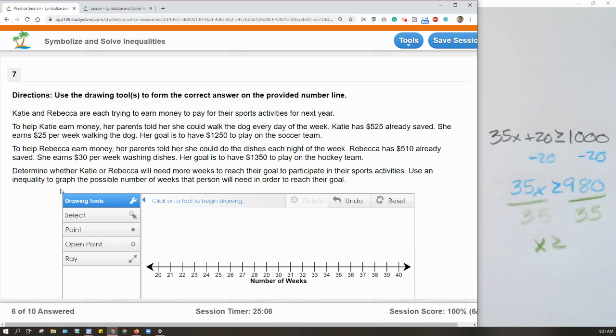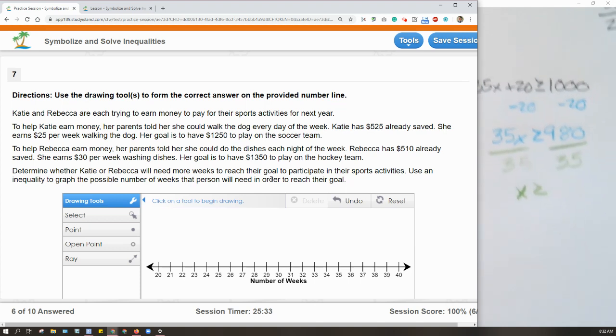To help Rebecca earn money, her parents told her that she could do the dishes each night of the week. Rebecca already has $510 saved. She earns $30 per week washing the dishes. Her goal is to have $1,350 to play on the hockey team. Determine whether Katie or Rebecca will need more weeks to reach their goal to participate in their sports activities. Use an inequality graph to graph the possible number of weeks that person will need in order to reach their goal.